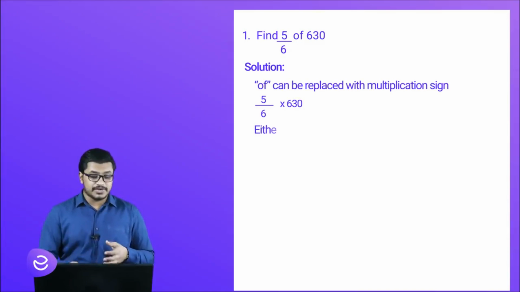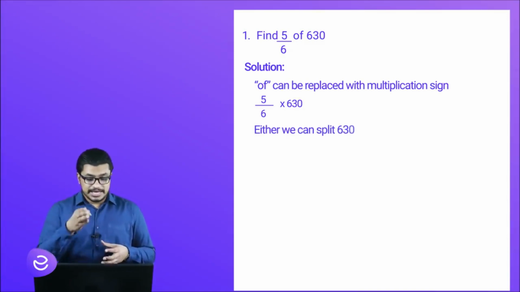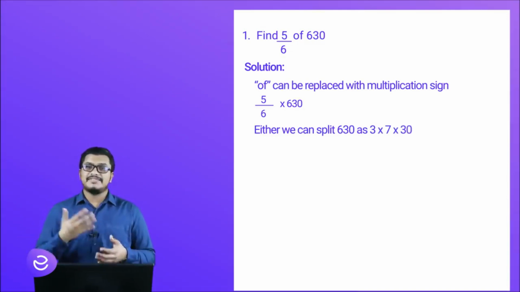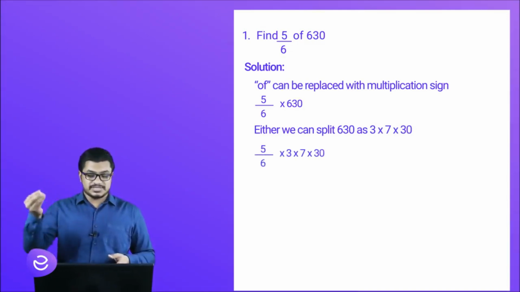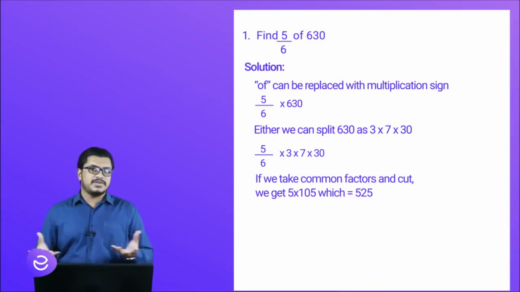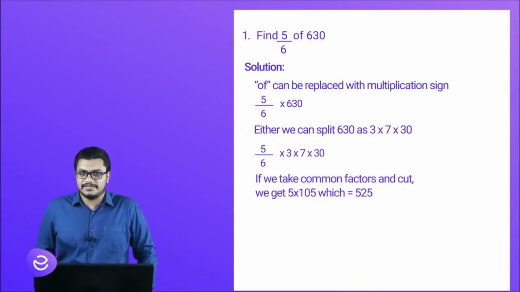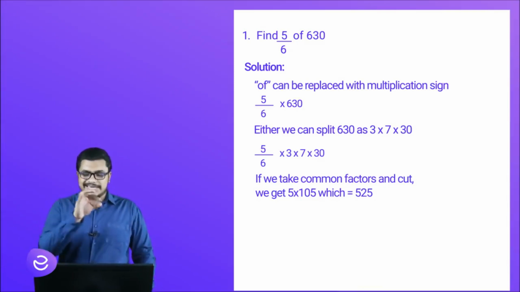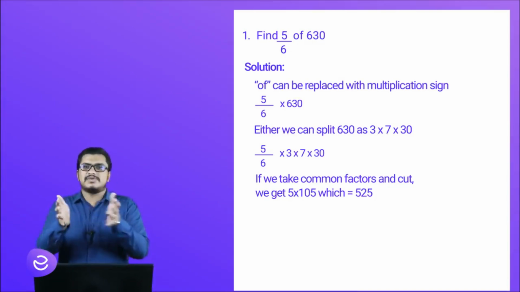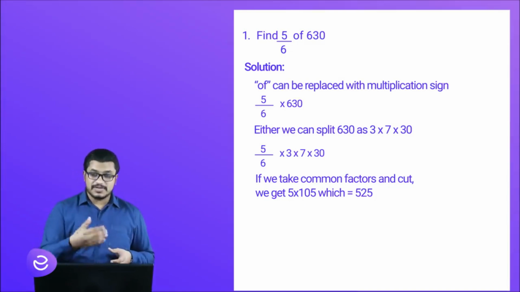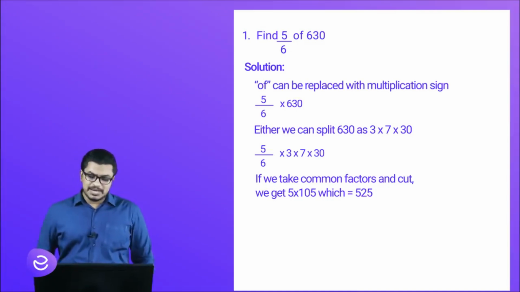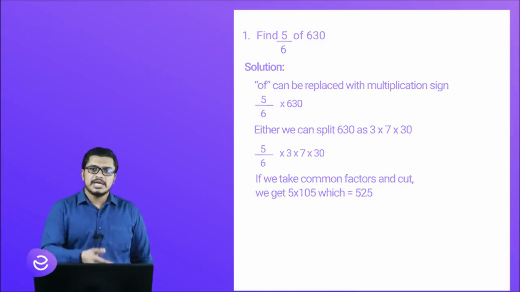Here what we can do is split 630 into 3 into 7 into 30. So 3 into 7 into 30 gives you 630. So 5 by 6 into 3 into 7 into 30. We can take the common factors and then cut. We get 5 into 105, which is 525. Or instead of that, we can do the basic direct multiplication and arrive at the answer, but it might take a lot of time. Choose whichever method best suits you. If we take the long method, we can do 5 into 630 and then divide it by 6. We'll get the answer as 525 itself. So this is a straightforward question.